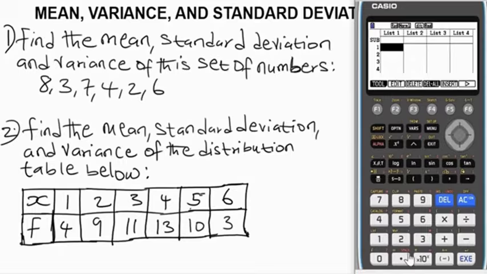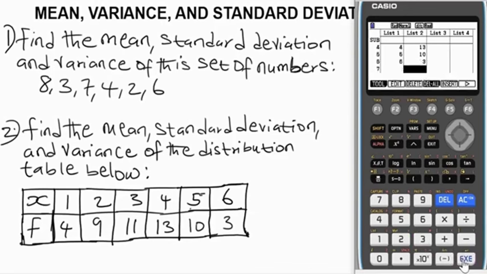We have it to be 1, 2, 3, 4, 5, and 6. Okay, now let's go to list 2. Let's input the data for frequency. Have it to be 4, 9, 11, 13, 10, and 3.